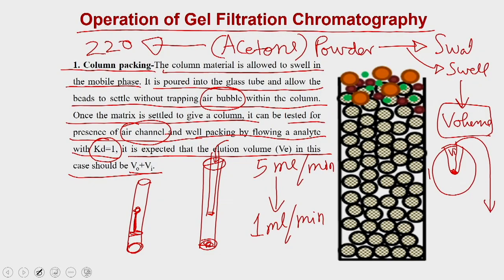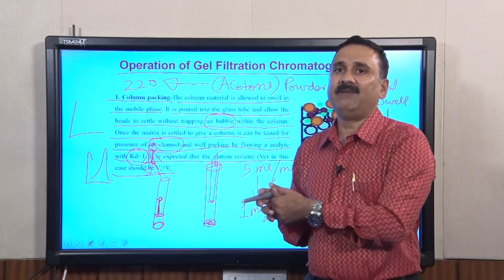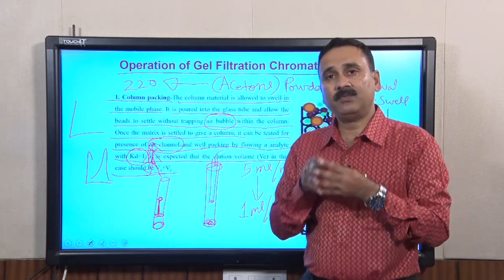So what you do is you layer the acetone. Acetone will get filled at the bottom of this particular pore, and then it will travel all the way. Once the acetone comes, it will give you a peak at 220, and by knowing the peak, you can calculate the elution volume. And if the elution volume is equivalent to Vi plus Vo, then you will know that the column does not have any channels or pores.